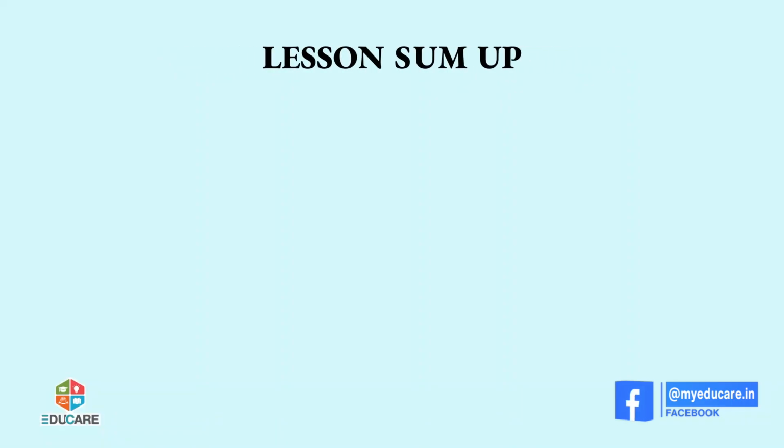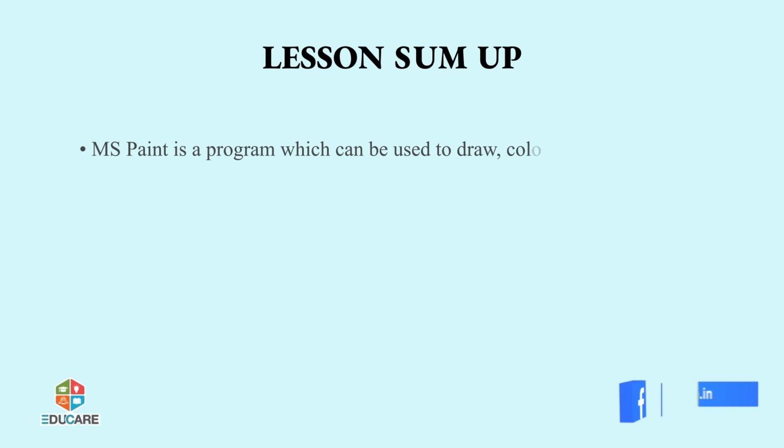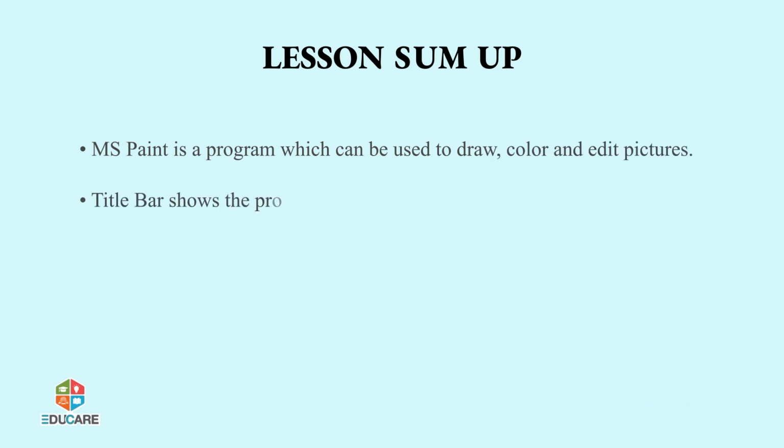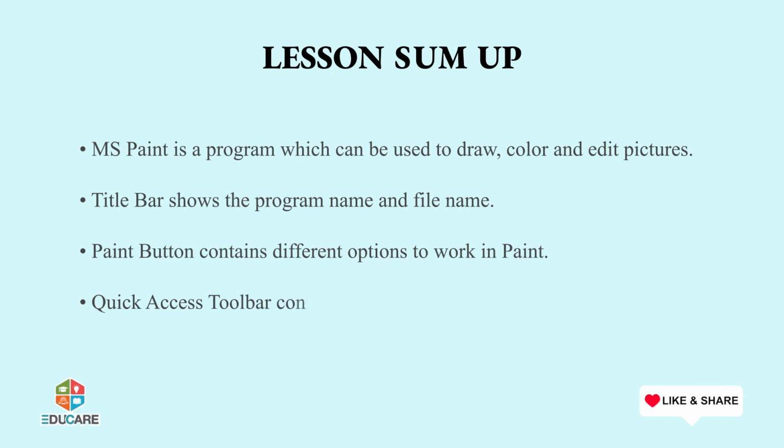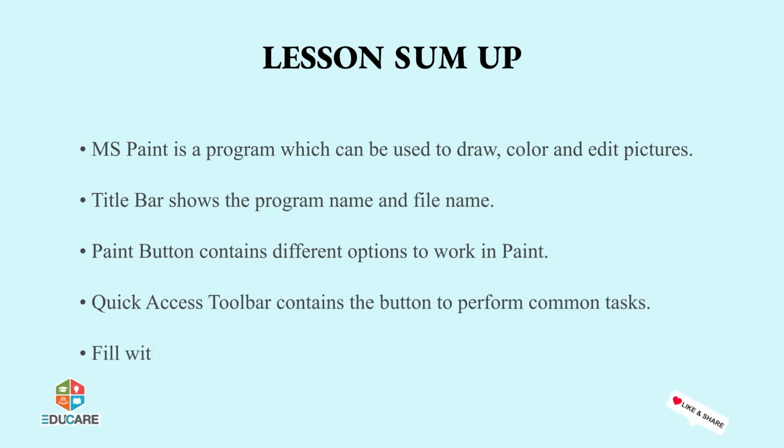Lesson sum up. MS Paint is a program which can be used to draw, color and edit pictures. Title bar shows the program name and file name. Paint button contains different options to work in Paint. Quick Access toolbar contains the button to perform common tasks. Fill with Color tool is used to fill color in the drawing.